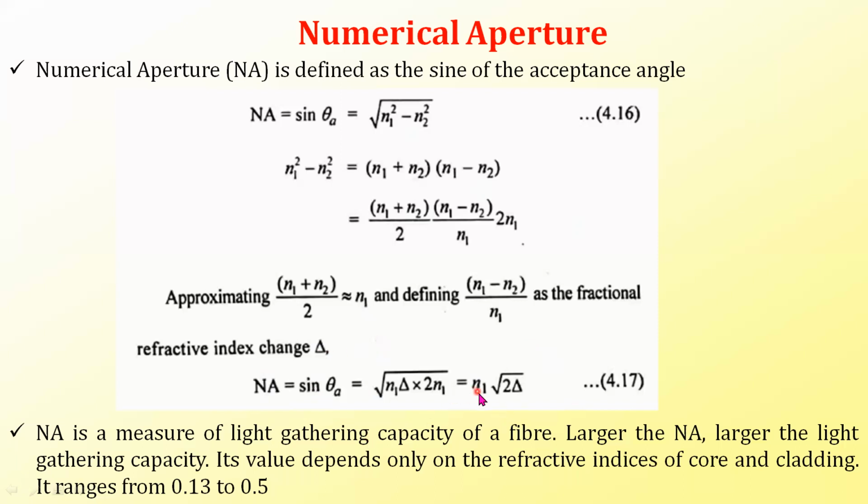So if you know the refractive index n1 of the core, and delta is nothing but the relative refractive index change, that is the fractional refractive index change, n1 minus n2 by n1, then we can find out the numerical aperture. So physically, it means the capacity of the fiber to gather the light. So the more numerical aperture you have, the more capacity the optical fiber has to gather the light. Its value depends only on the refractive index of the core and the cladding. It ranges from 0.13 to 0.5.